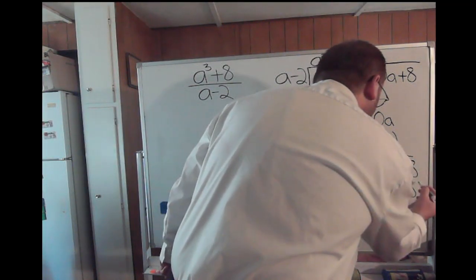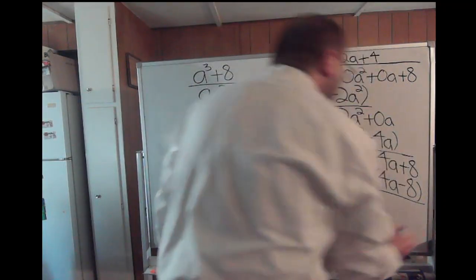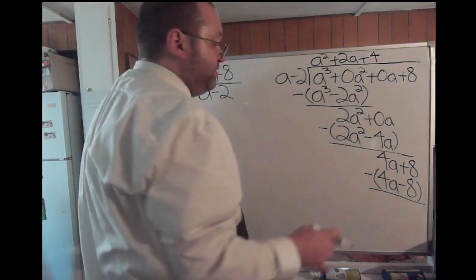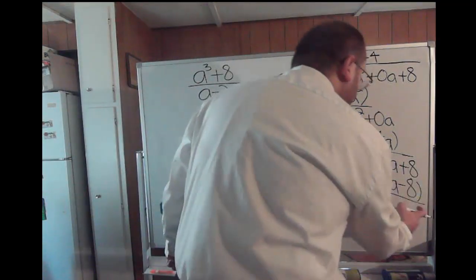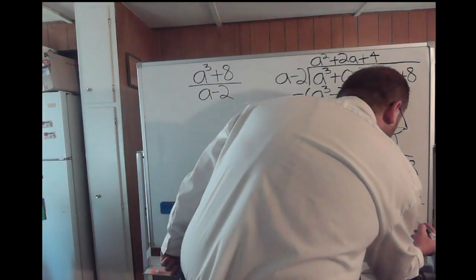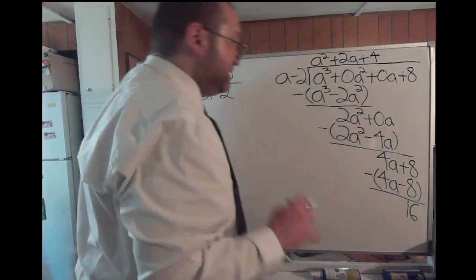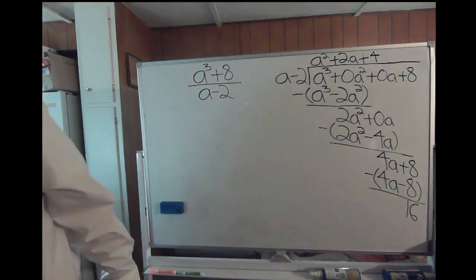So now you subtract the whole quantity of what you just got from the dividend. 4a minus 4a is 0. Negative 8, that's positive 8. So you'll have 8 plus 8, that would be 16. You'll actually end up getting a remainder of 16 with this.